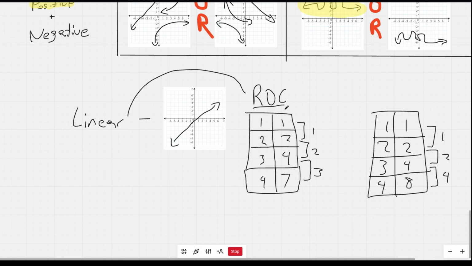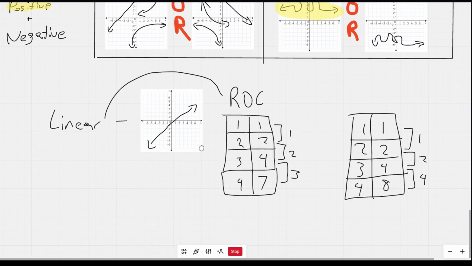So when we're talking about rate of change, you can't worry about the function as much. You have to really focus on what they're asking for.